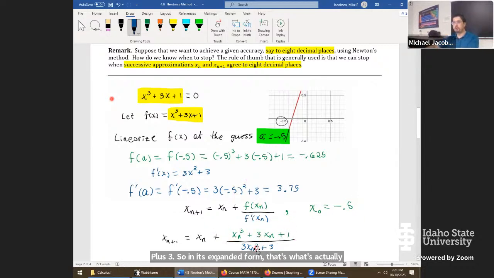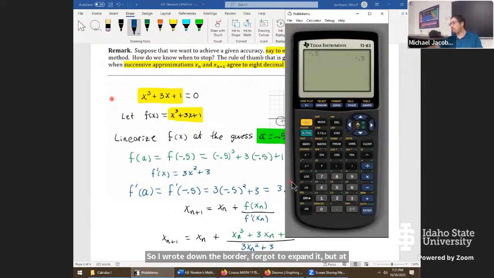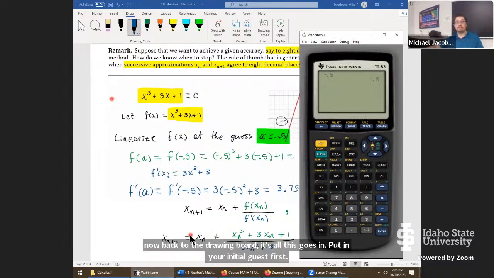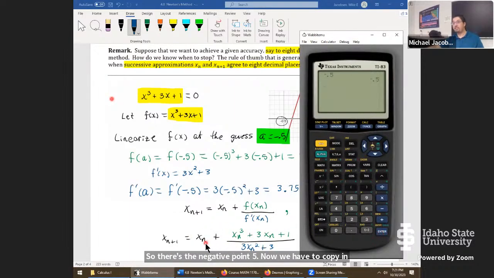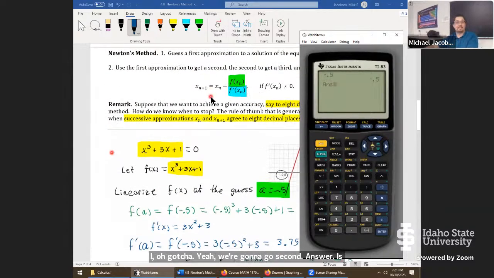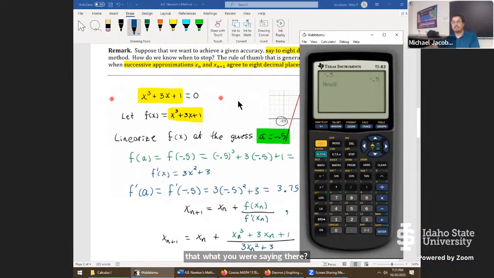So I wrote down the formula, forgot to expand it, but at least we got the initial guess in. So now back to the drawing board. Here's how all this goes in. Put in your initial guess first. So there's the negative 0.5. Now we have to copy this into the calculator, and here's how it goes. In place of x_n, we want to use prior answer, negative 0.5. We're going to use second answer. This is what's allowing weird formulas like this, even if it's recursive, to really work in the calculator.